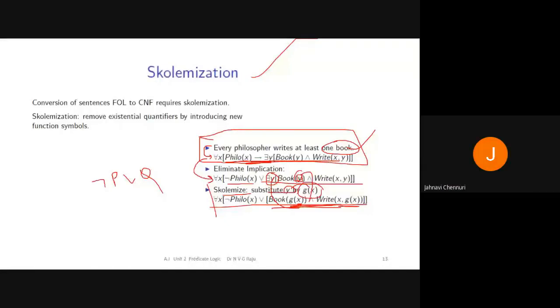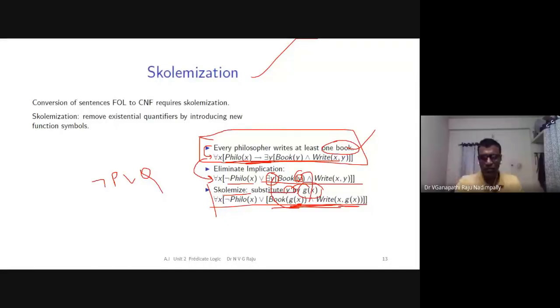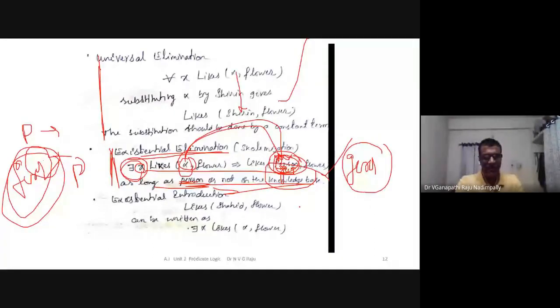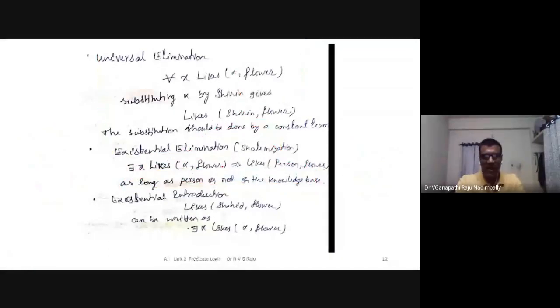Yes, sir. Now let me apply this. Here I have removed the there exists symbol. Instead of the there exists symbol, I am replacing with P. Is it okay? P, nothing but person. Sir, if you don't want to know what a person is, you can replace with G of P. I don't know what that is. Whenever I know the entire knowledge base, then that knowledge base will replace G of P, that function. Now it is about existential elimination.